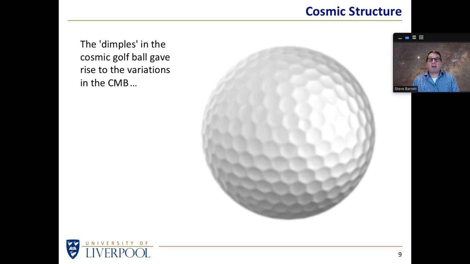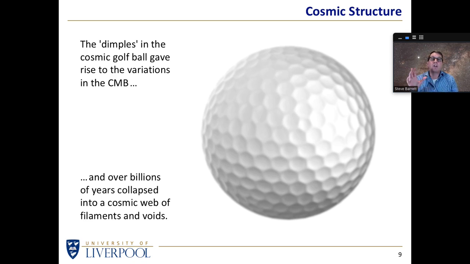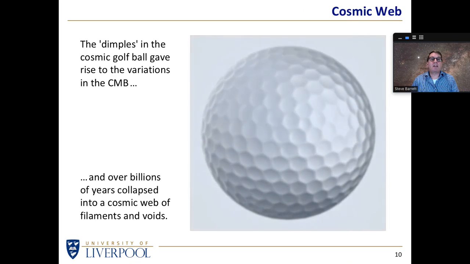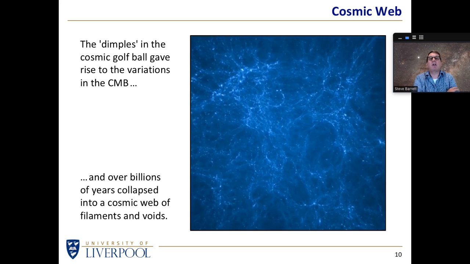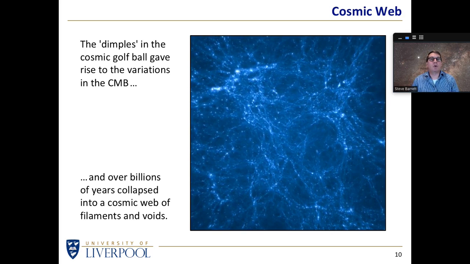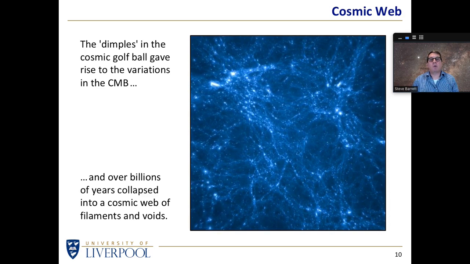So the universe starts about the size of a golf ball, and there are variations. The dimples in the golf ball represent the variations in density that over billions of years collapse to form the structures that we see. And we can see that in a simulation. If we start with a cube of a given size, it doesn't really matter exactly how big this is, if we start with a cube full of matter and we put in very small variations of density and then let gravity do its stuff, over billions of years we see the matter collapse into a structure of filaments and voids. And we might call this the cosmic web, if you like.